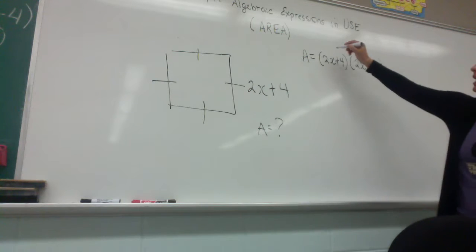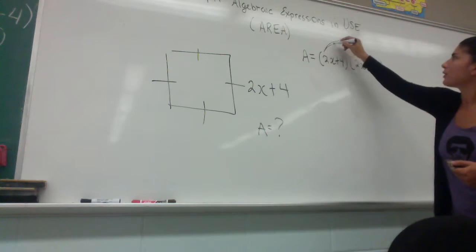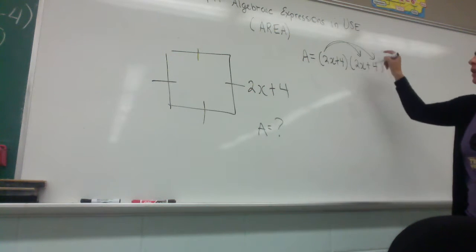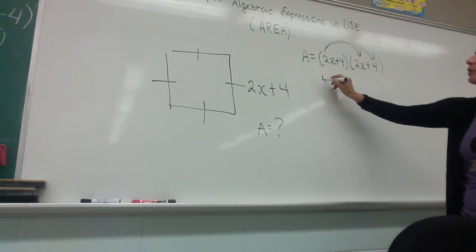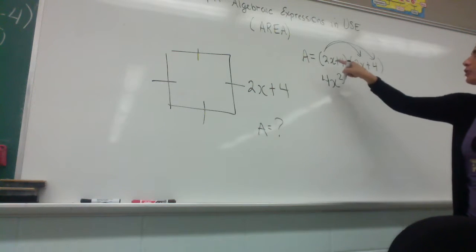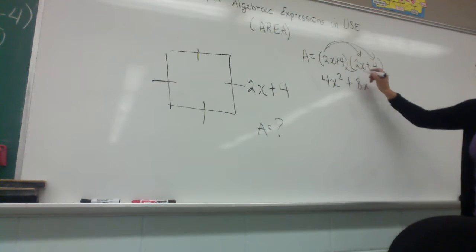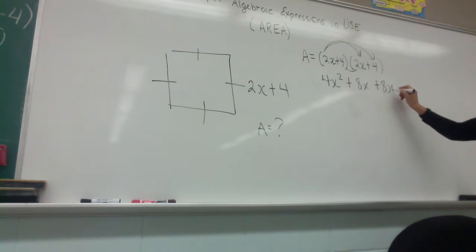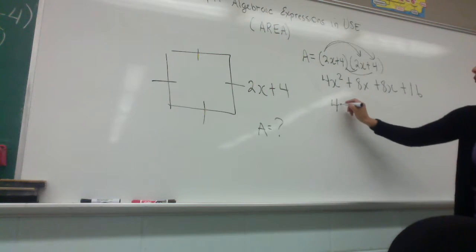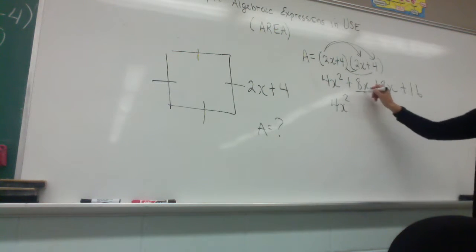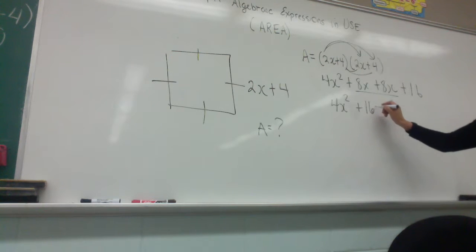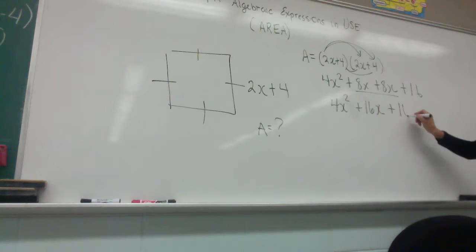And I would use my arrows on the top. I would do 2 times 2 is 4x squared. I would do 2 times 4 is 8x. 4 times 2 is 8x again. And 4 times 4 is plus 16. I would be left with my 4x squared. Here, I would put these together as plus 16x, plus 16 as my constant.